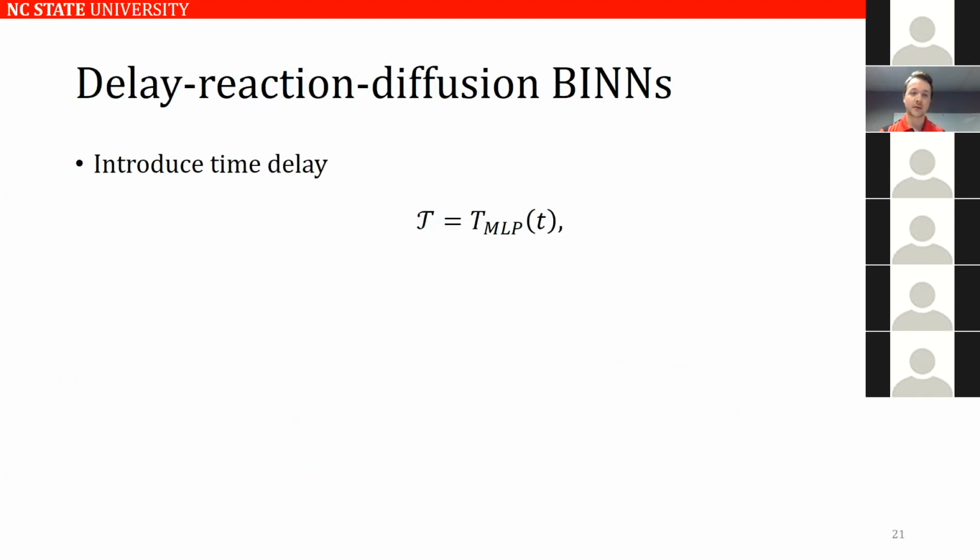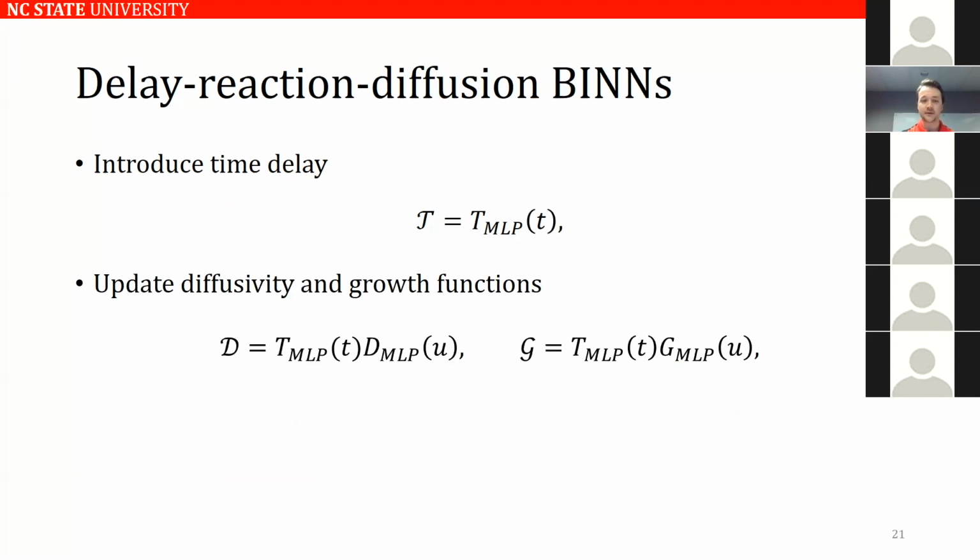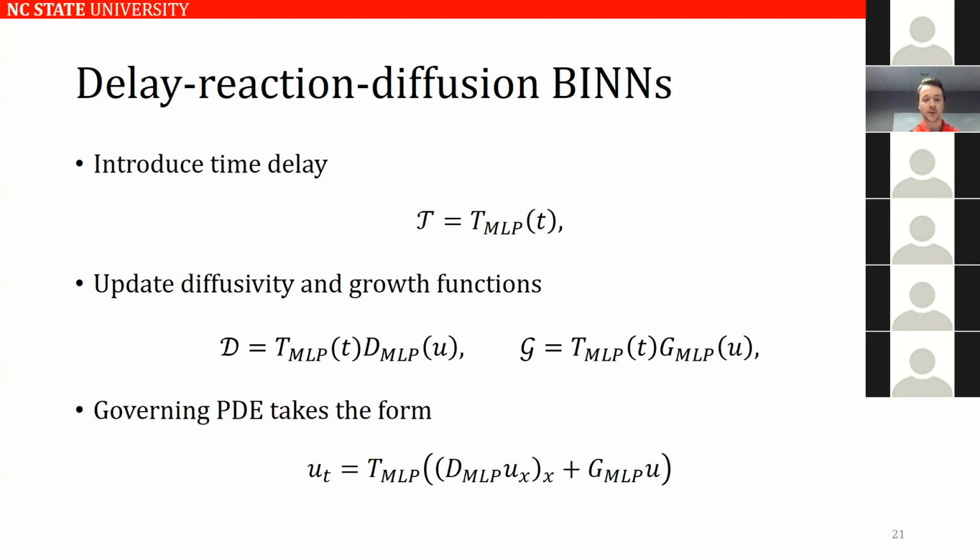To implement this idea, we're going to introduce a time delay function, also a neural network. So script T, we're going to replace that with a neural network T_MLP, which is a function of time. And we're going to update the diffusivity and growth functions, where diffusivity is now assumed to be a separable function of this time delay function T_MLP that multiplies D_MLP. And D_MLP is the same multilayer perceptron as in the previous case, a function of cell density U, and similarly for the growth function. When you plug these into the equation, T_MLP is just a function of time, so it can be pulled out of the x derivative. And this is the resulting PDE that you get.